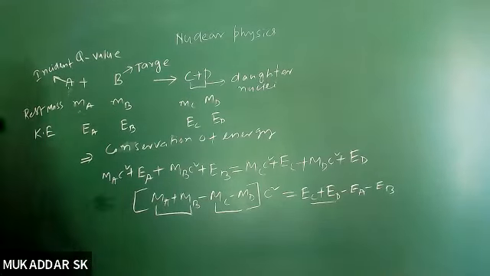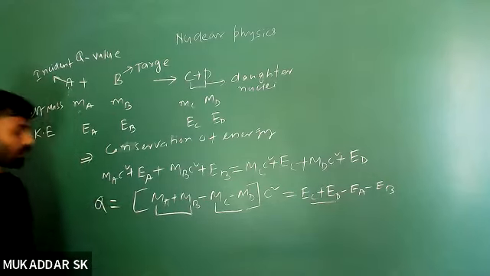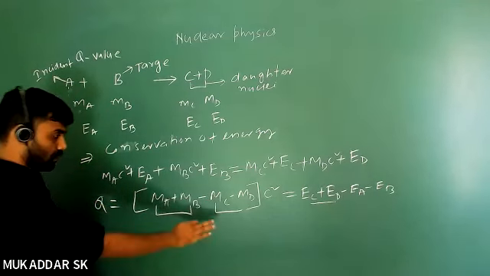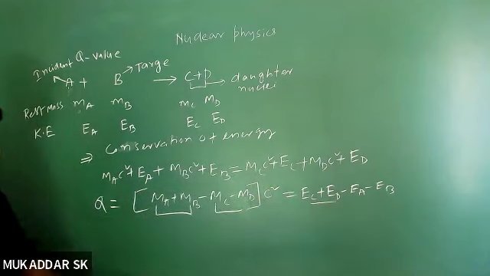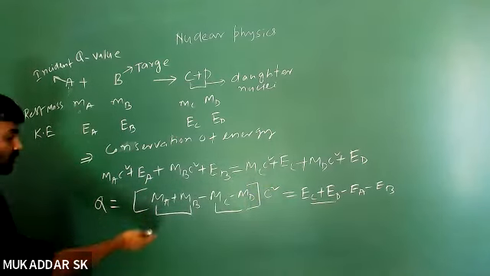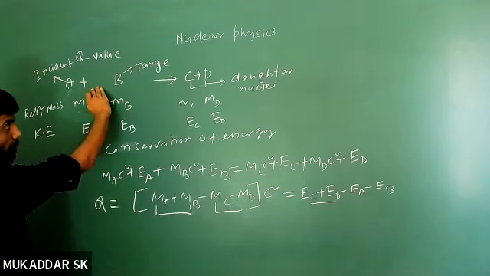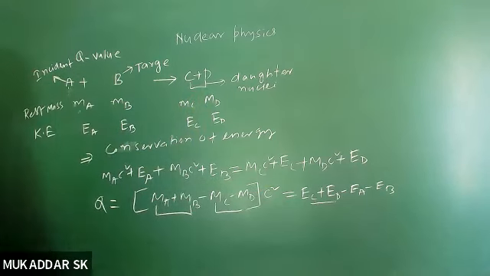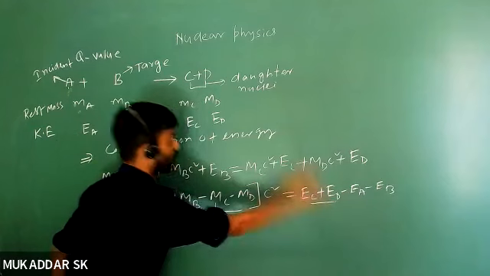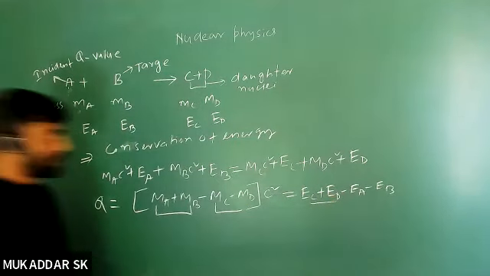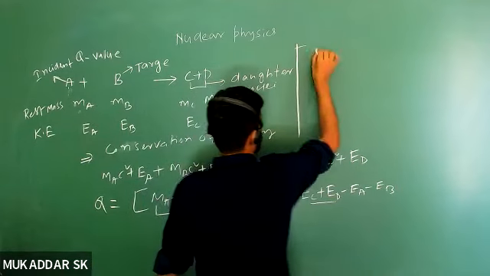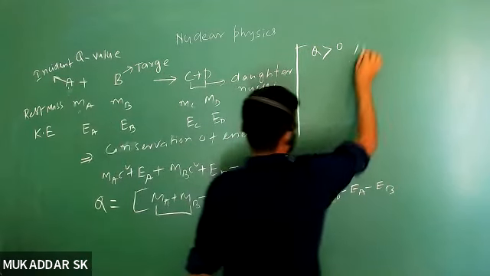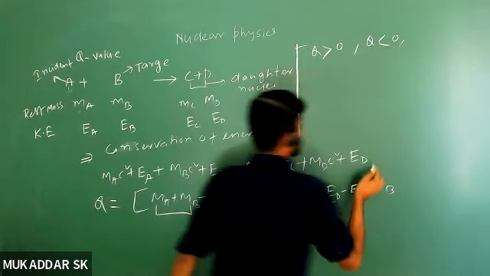Q value. Okay. So Q value is nothing but difference in the mass, or you can write in terms of difference in the kinetic energy. In terms of mass, it is the sum of the mass of reactant minus sum of the mass of product into c square. Or in terms of kinetic energy, it will be sum of the kinetic energy of the product minus sum of the kinetic energy of reactant. Now Q can have three cases: Q can be greater than 0, or it can be less than 0, or it may be 0.